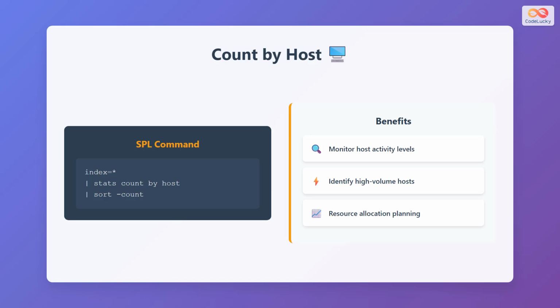Another valuable analysis method is counting events by host using index equals * pipe symbol stats count by host pipe symbol sort - count. This command helps you monitor host activity levels across your entire Splunk deployment. By sorting the results in descending order with -count, you can quickly identify which hosts are generating the highest volume of events. This information is crucial for identifying high-volume hosts that might need special attention or additional resources. The insights gained from this analysis support resource allocation planning, helping you distribute computational load more effectively across your infrastructure and ensuring optimal performance for your most active data sources.